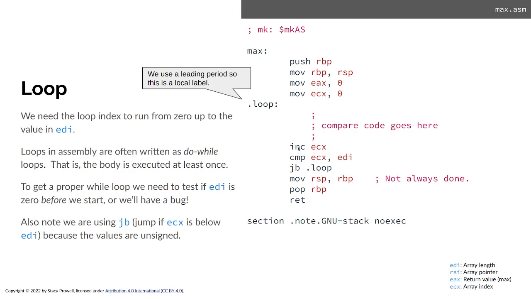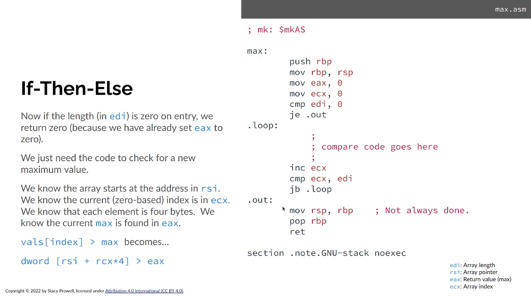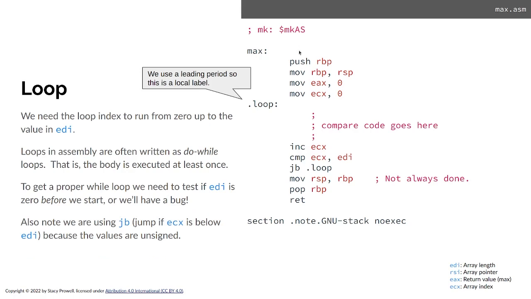Every time through we increment ECX, compare it, and then jump if we've not reached the end. And when we're done, we don't have to do anything else because our RAX already holds our return value and we're fine. So now we need a few more things. What if, let's go back to this, what if we come in and the array is empty?